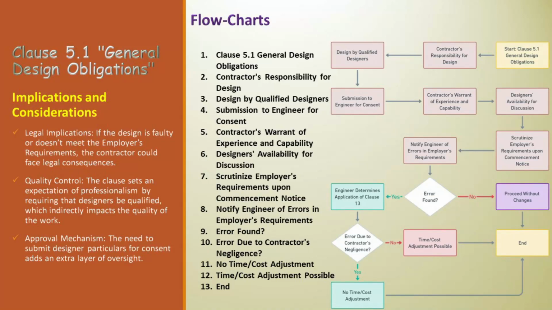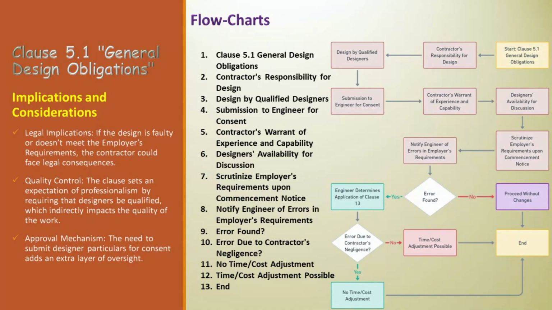Next is designed by qualified designers. The contractor must use qualified designers for the design work. These designers should be professionals like engineers who meet any specific requirements mentioned by the employer. Next is submission to engineer for consent. The contractor needs to get the engineer's consent for each designer and design subcontractor they plan to use. They do this by submitting the names and details of these professionals to the engineer.